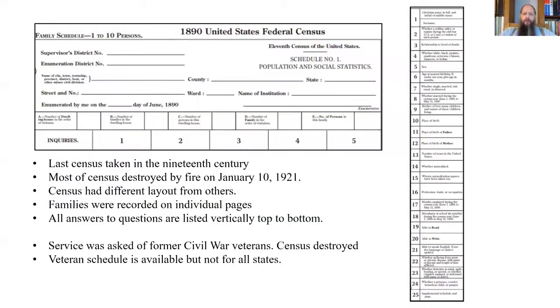Now, the return itself is going to look different. This is going to be a very different return than the ones in the previous decades. There's not going to be another return like this. This one is unique in that its layout is very different.